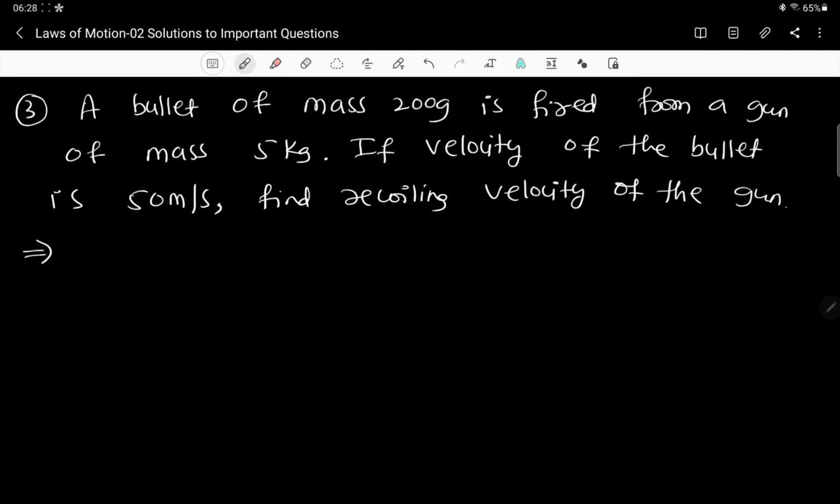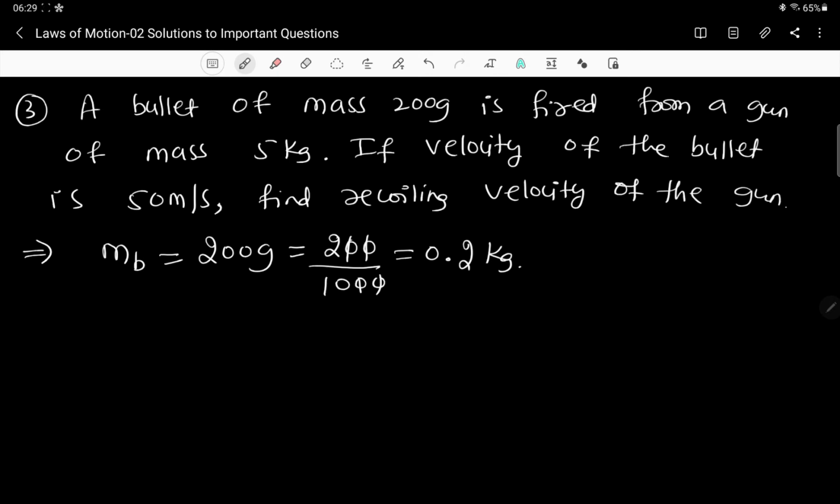So let me take this. Mass of the bullet, let me take it as mb. mb is equal to 200 gram. 200 gram means 200 divided by 1000, so the zeros cancel and it is 0.2 kg. So mass of the bullet is 0.2 kg. It is fired from a gun of mass 5 kg. That means mg, the mass of the gun, is equal to 5 kg. If the velocity of the bullet is 50 meter per second, we don't know whether to take the initial velocity as 0, so usually we take vb, the velocity of the bullet, as 50 meter per second.